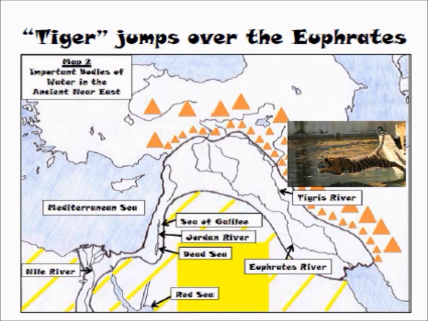The way that I remember is I think of a tiger jumping over a body of water. So the Tiger jumps over the Euphrates. The Tigris is north of the Euphrates.